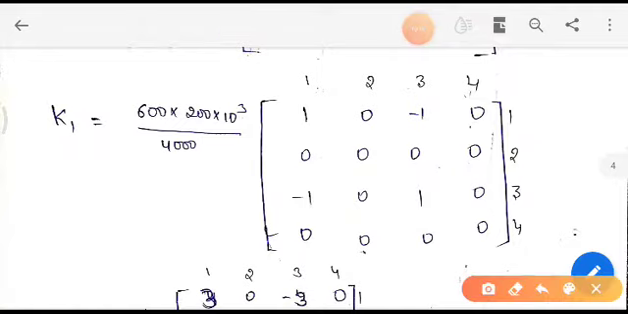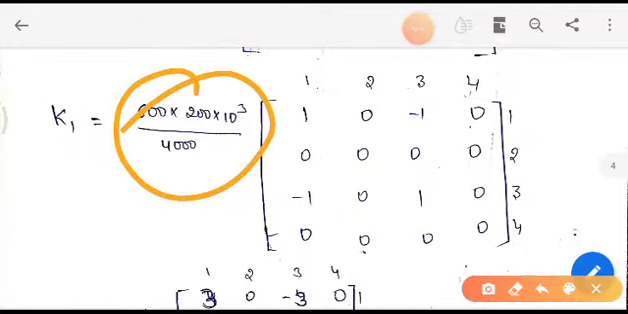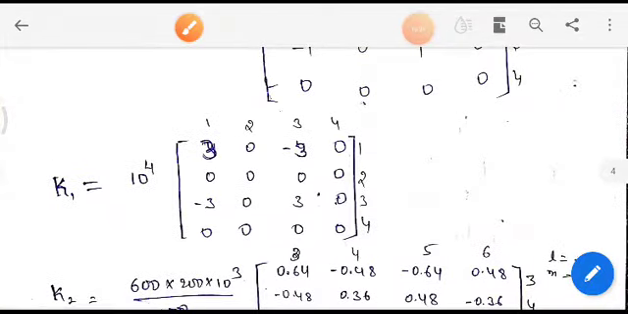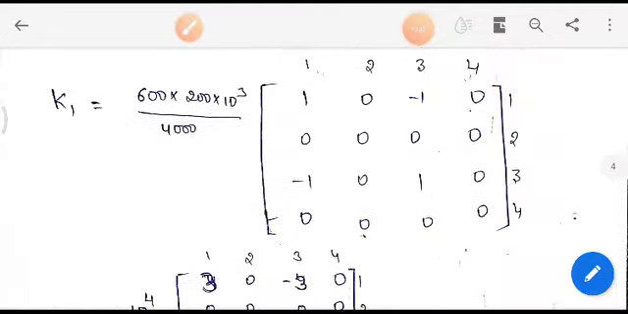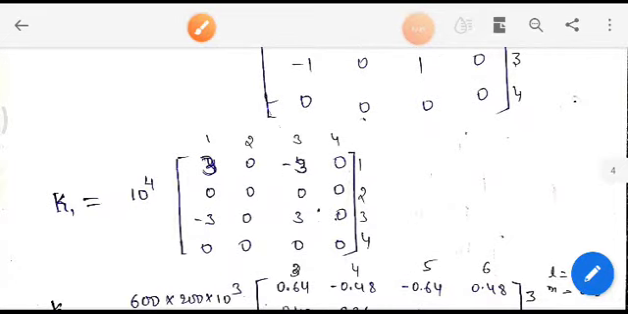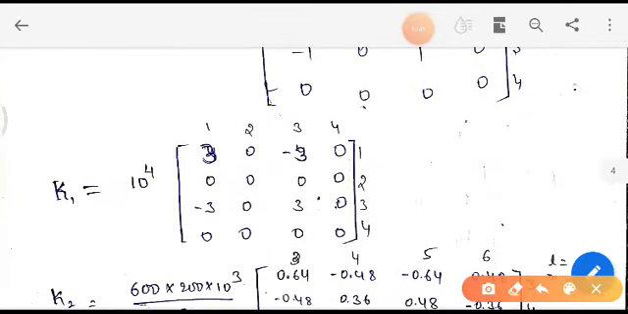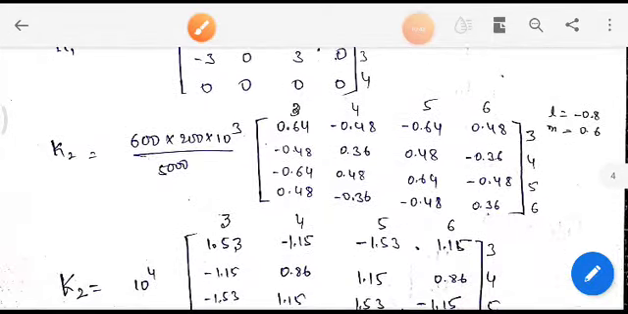And if you simplify this equation, 600 is the area, 200 into 10 raised to 3 is Young's modulus, and 4000 is the length of the element. If you simplify, you will get 3 into 10 raised to 4, where 10 raised to 4 is taken as common and 3 is multiplied in this matrix, and you will get this answer: 30, minus 30, 0, 0, 0, like this. Once you do that, the next step is to determine the stiffness matrix for the second element.